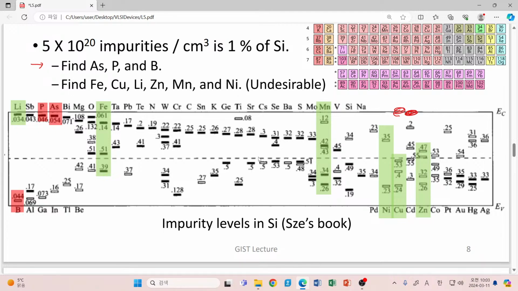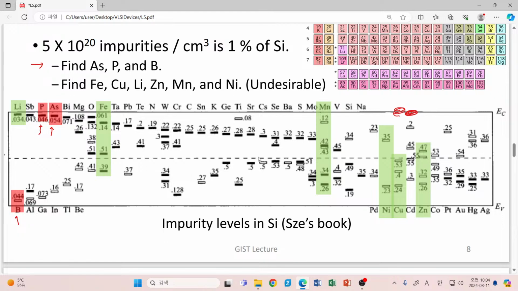So you know that when you have phosphorus and arsenic, then the electronic states introduced by phosphorus or arsenic are quite close to the conduction band. On the other hand, if we introduce boron into our silicon crystal, then it will introduce a state quite close to the valence band. So in this case, they are regarded as good impurities.